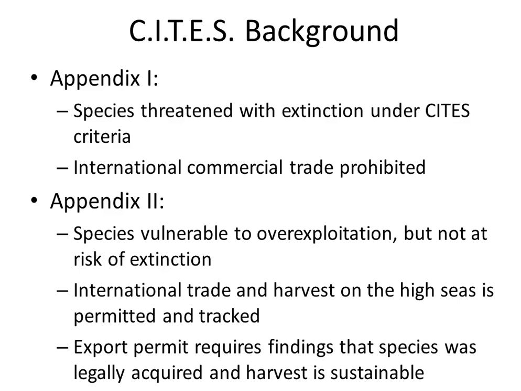Appendix 1 of CITES: species threatened with extinction under CITES criteria, and international commercial trade is prohibited. In Appendix 2: species vulnerable to overexploitation but not at risk of extinction. International trade and harvest on the high seas is permitted and tracked, and an export permit requires findings that the species was legally acquired and harvest is sustainable.